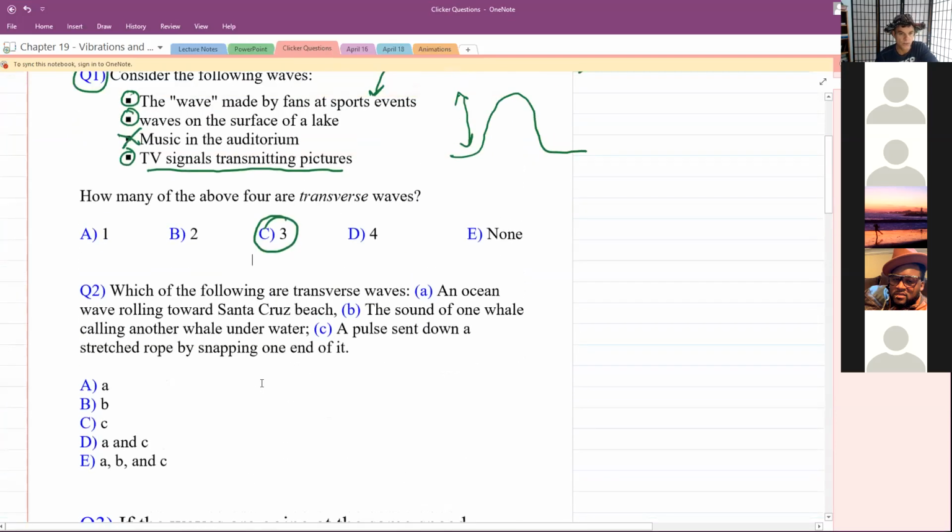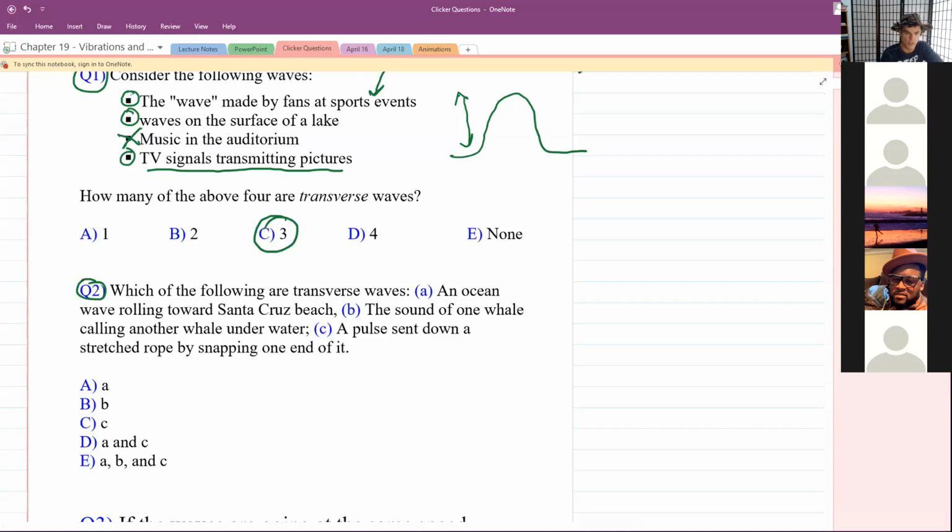And actually, I'll just touch on this one. Very similar. In class, I would have asked just one or the other. Which of the following are transverse waves? A, an ocean wave rolling towards Santa Cruz Beach. B, the sound of one whale calling another underwater. C, a pulse sent down a stretched rope by snapping one end of it.